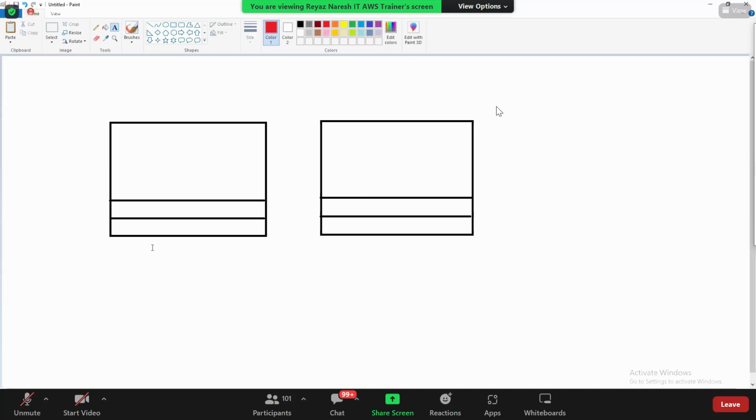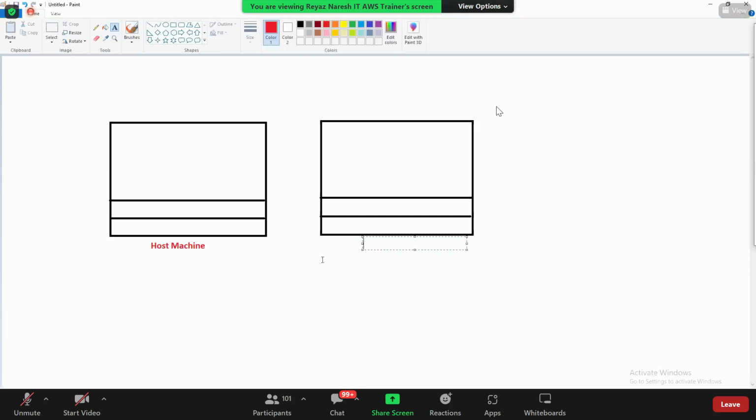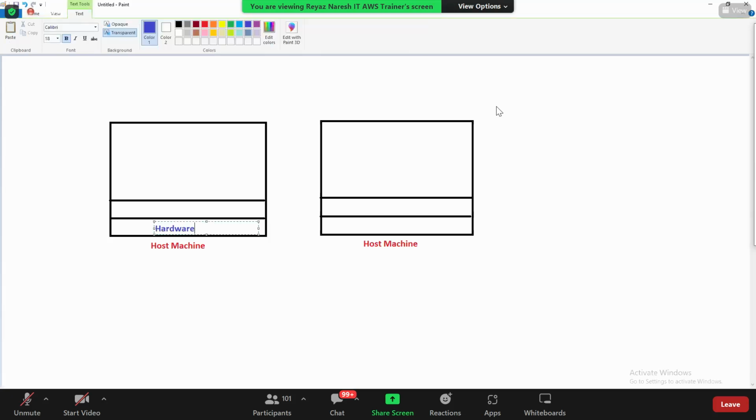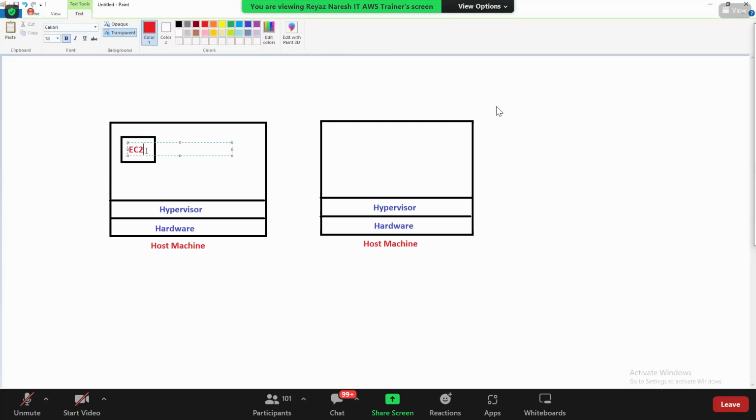Listen carefully. Can I call this a host machine? Yes. So this is hardware. On top of it, you have the hypervisor. That is very common. Now, Chitty, can I go and launch my EC2 instance here? Yes or no? I went and launched the EC2 instance here.